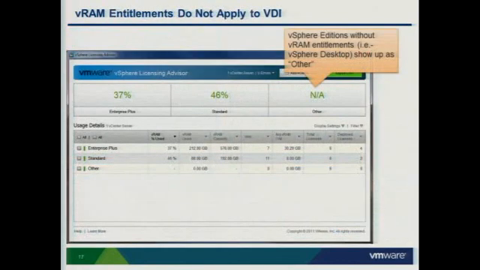And then the last thing I want to talk about with the vSphere licensing advisor is what happens if the tool encounters editions where the vSphere 5 licensing model or vRAM entitlements do not apply, namely if it encounters vSphere Desktop or desktop editions of vSphere. So if the tool does encounter those editions, it's going to put them in the other category, and it will not compute a percent of vRAM being used. It'll show up as NA.